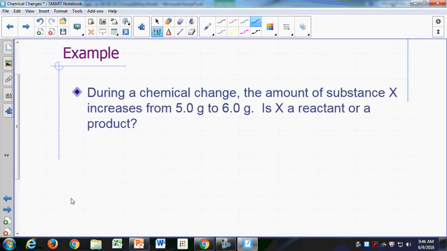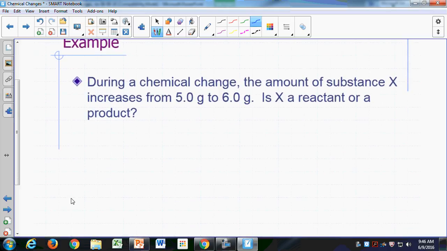Here's another example. Let's say during a chemical change, the amount of substance X increases from 5.0 to 6.0 grams. Is X a reactant or a product? Well, if it went from 5 to 6, there's an increase, right? That means you made more X during the change. You produced X. So X would be a product.